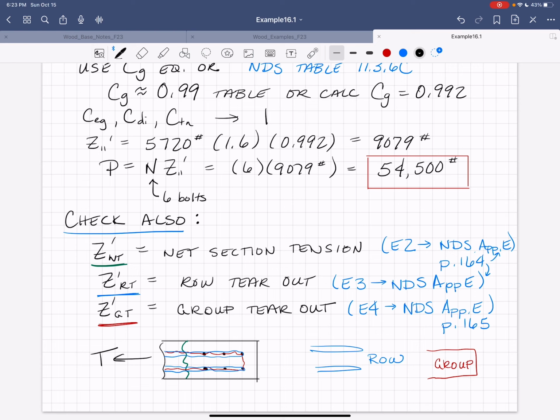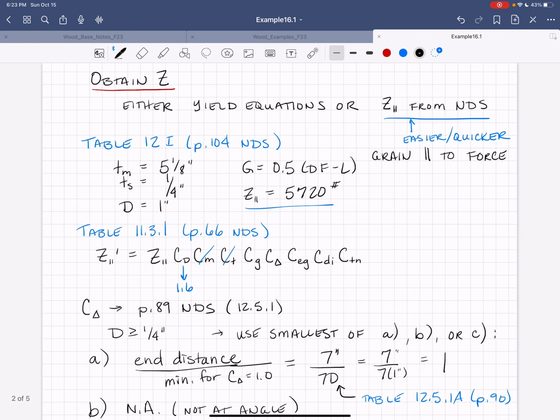Now, if I'm doing a full design and looking at the wood material options as well, which I'm not asking you to do in your homework, you're just doing this first part we just did. The rest of this is very similar to what you would do in steel design. So let me just talk you through this fairly quickly. These are all in Appendix E, so E2, E3, and E4. They're straightforward, they've got the equations there. We have to look at net section tension, tear out of a row, and tear out of the group. So let's look at this.